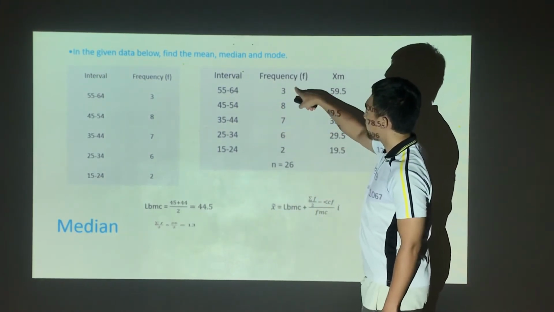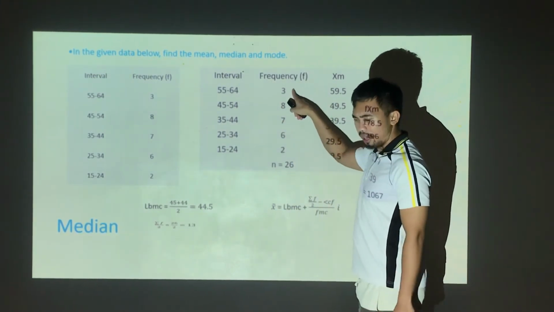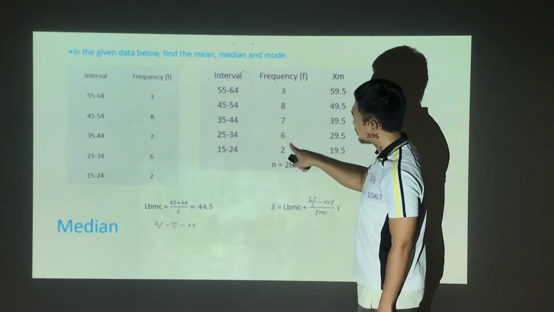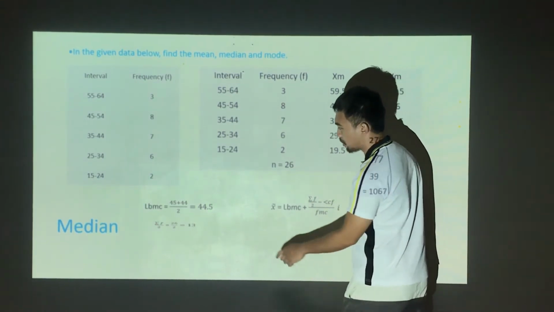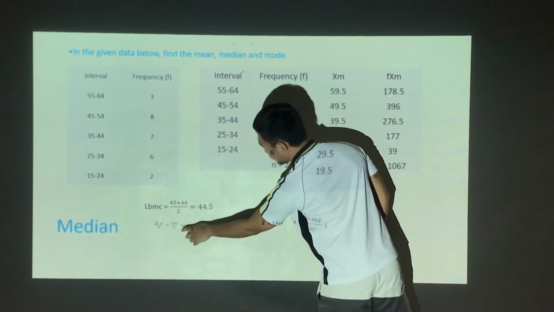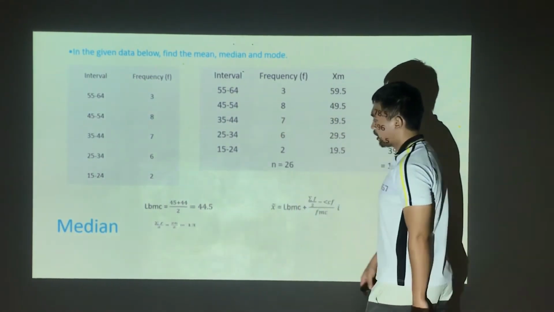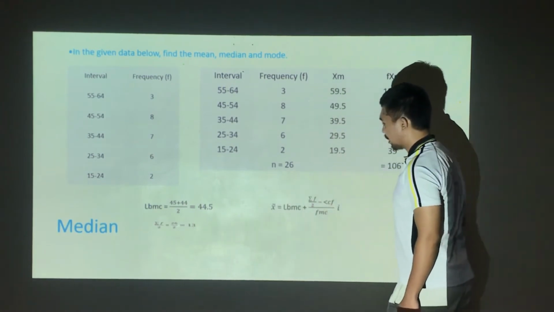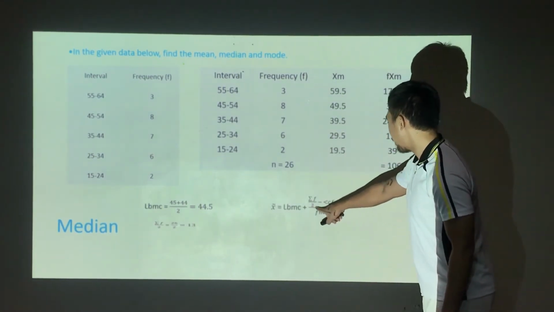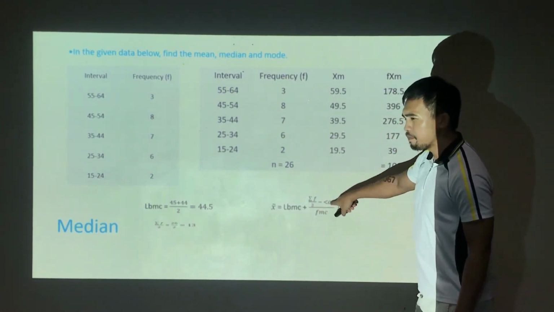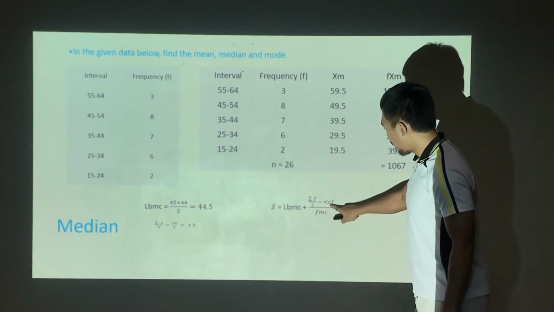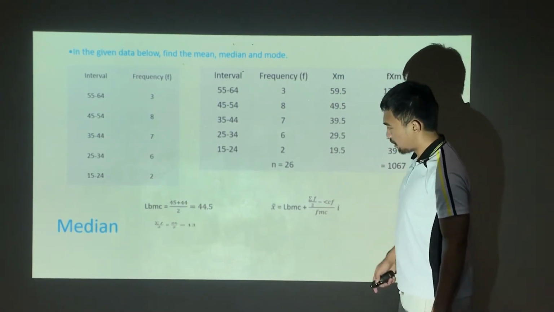So the total sum of our frequency here, if we add all these numbers up, would give us 26. That's why we substitute it in our formula: 26 over 2, and that would give us a result of 13. So next, we are going to solve for the cumulative frequency, which is this part right here.